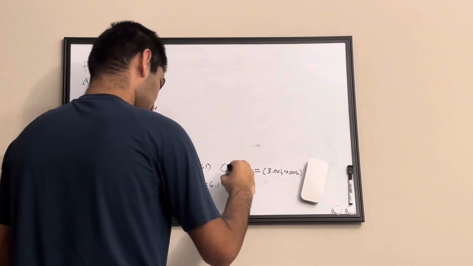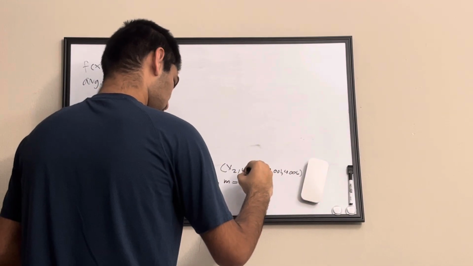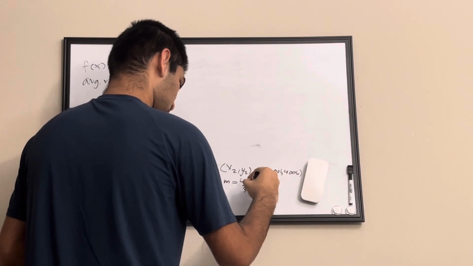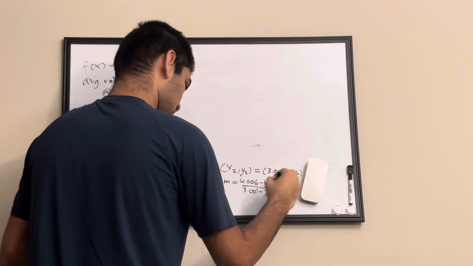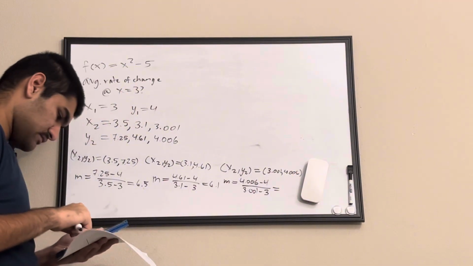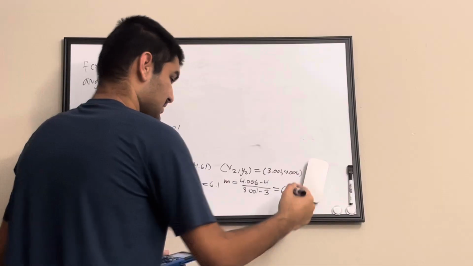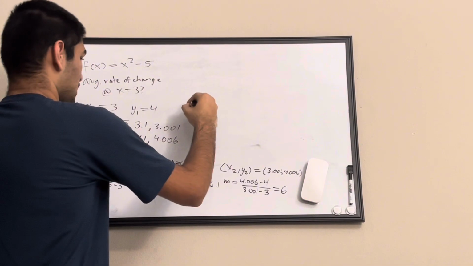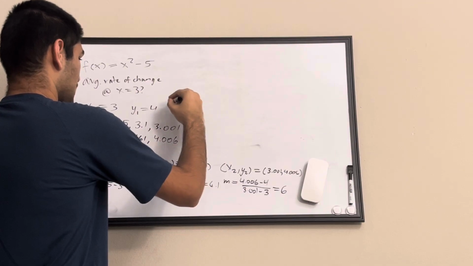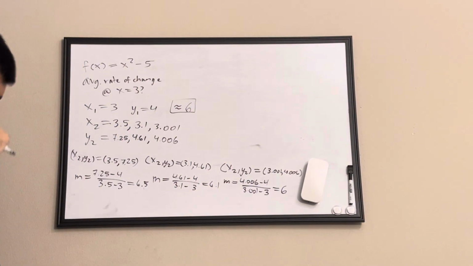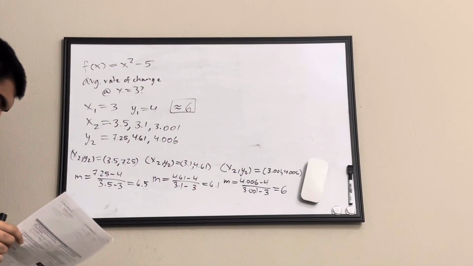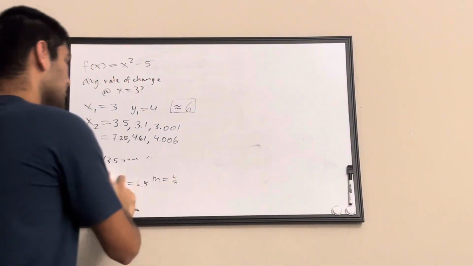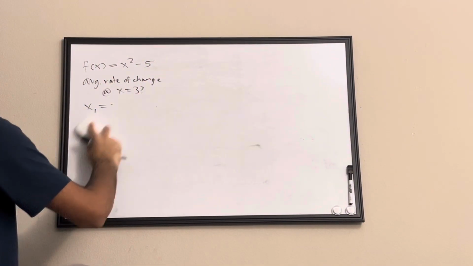Okay, so this gives us y2 minus y1, which is 4, over x2 minus x1, and this actually gives us exactly 6. And so now you can approximate that the average rate of change at x equals 3 is approximately 6. Right? Okay, good. Alright, so now let's move on to positive and negative rates of change.